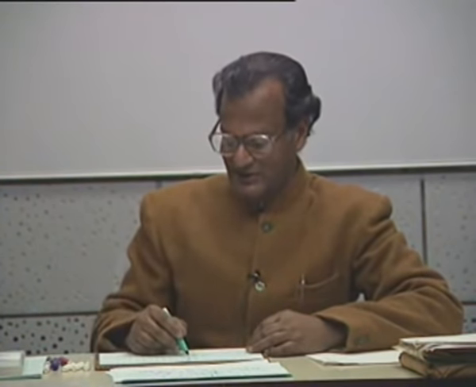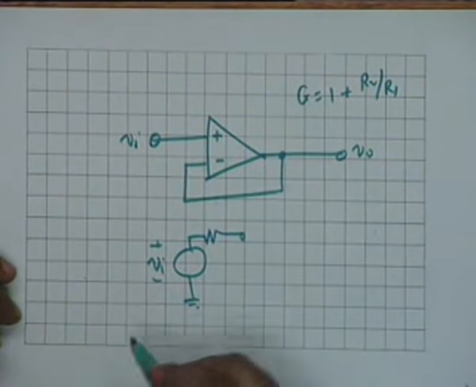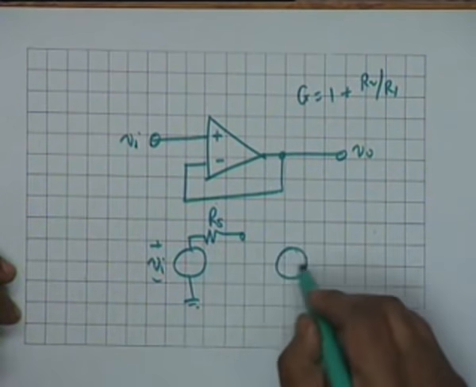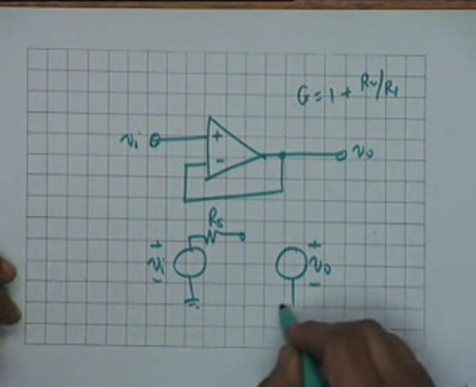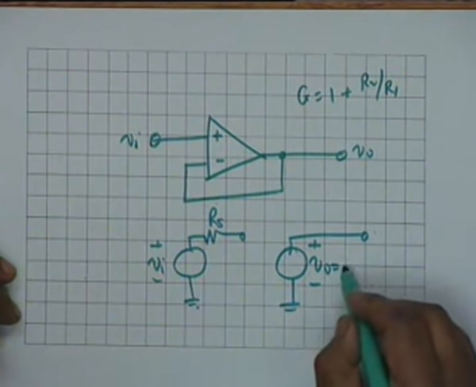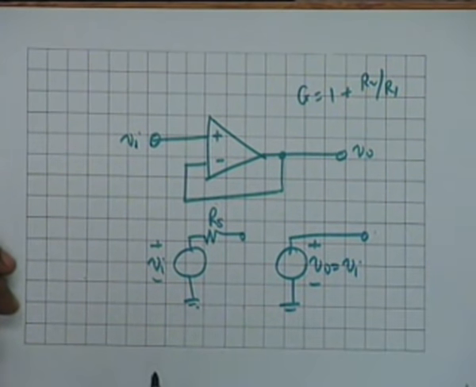The simple equivalent circuit would be this: Vi. Can the source be allowed to have an internal resistance? Oh, why not? The op-amp doesn't take any current, so it could be any internal resistance, let us say Rs. And at the output you simply get V0, which is equal to Vi, because the gain is unity.